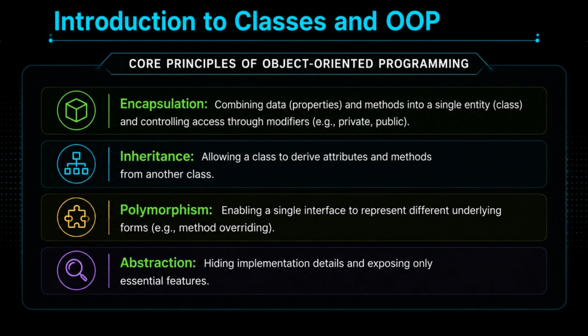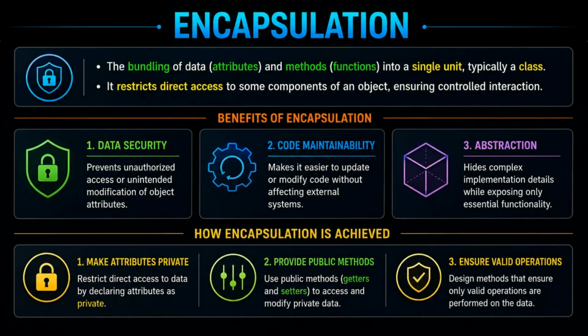Object-oriented programming rests on 4 core principles. Encapsulation combines data and methods into one class, controlling access through modifiers like private and public. Inheritance lets a class derive attributes and methods from another class. Polymorphism lets a single interface represent different underlying behaviors, often through method overriding. And abstraction hides implementation details, exposing only the essential features a user actually needs.